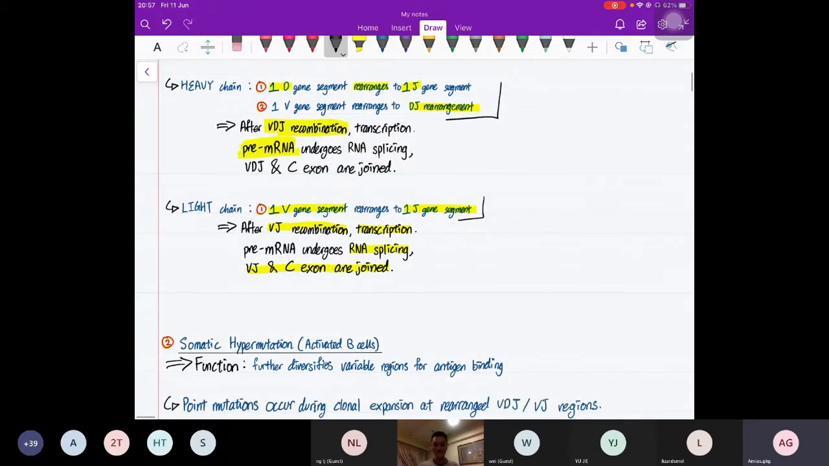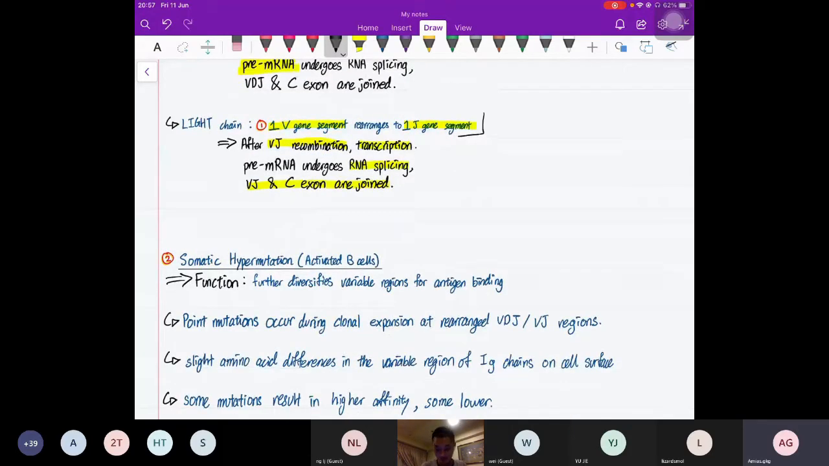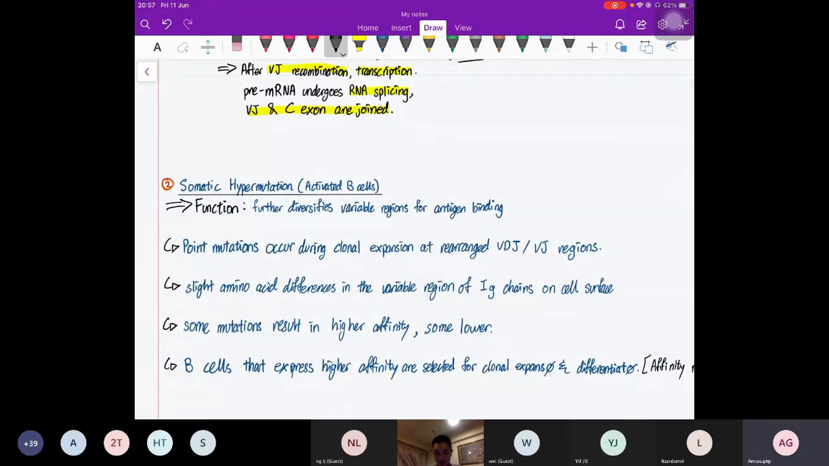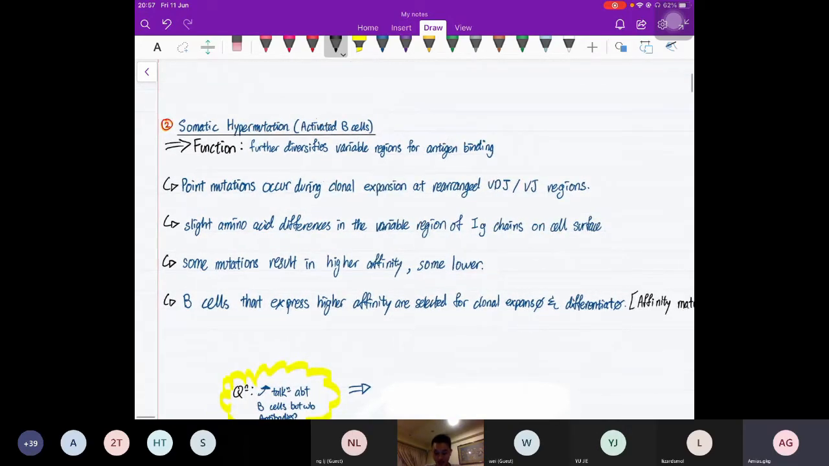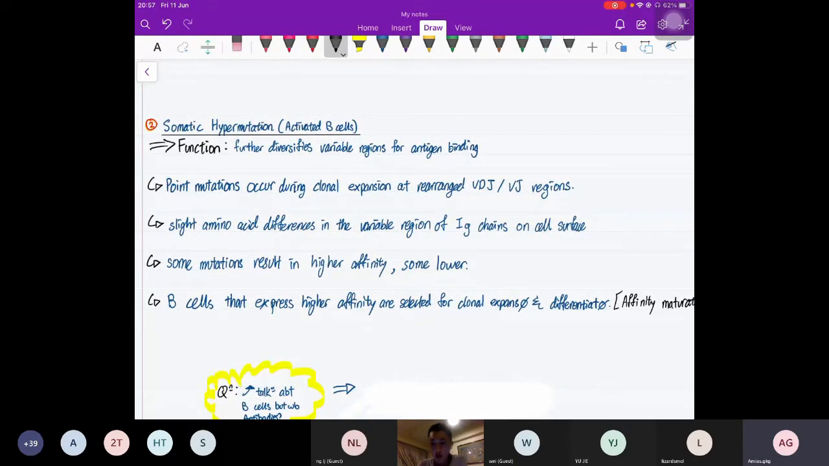Okay, so next we have the second mechanism. The second mechanism is a little tougher, but it will make a lot of sense. The second mechanism is somatic hypermutation. Its name suggests that mutation is occurring at a very fast pace. The function of somatic hypermutation is to further diversify your variable regions for antigen binding. What does this mean?